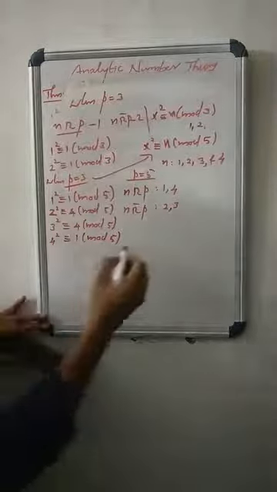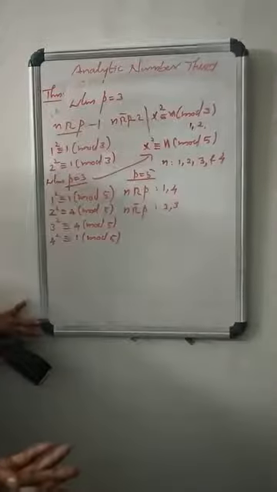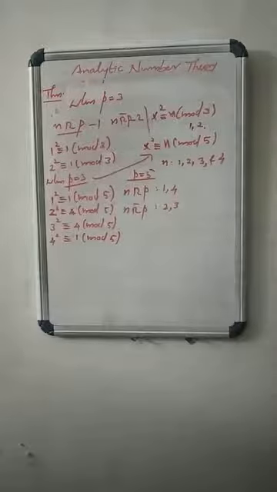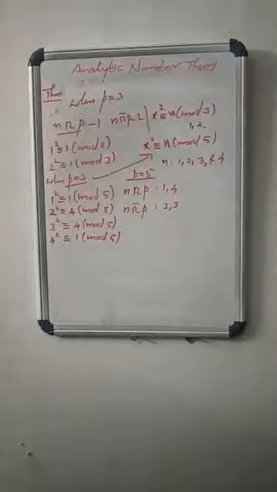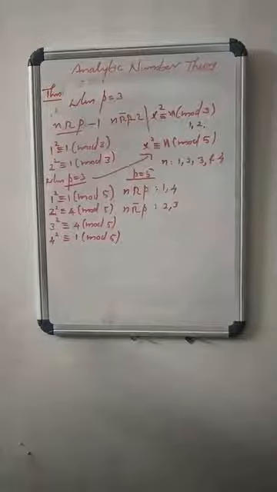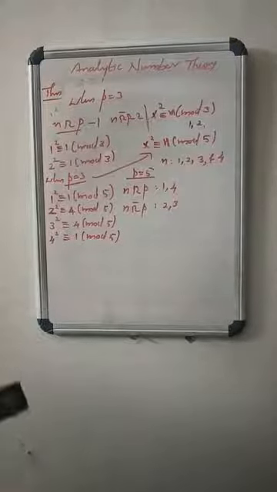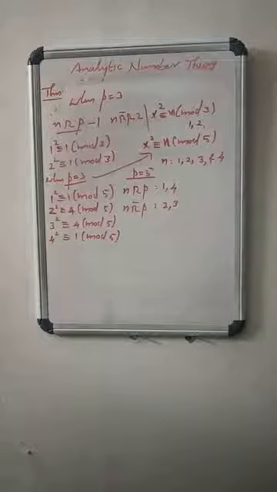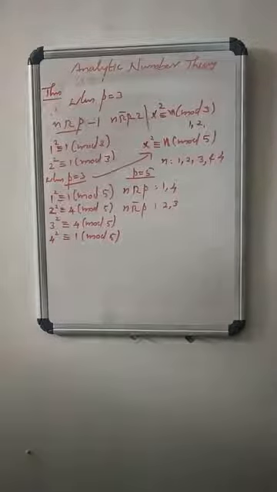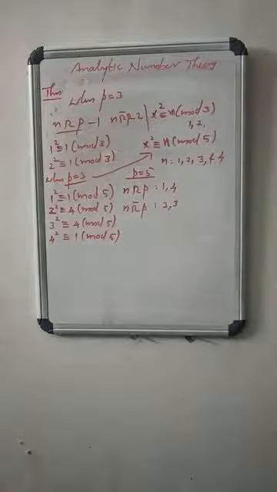When p equals 11, you also see that 1, 3, 4, 5 and 9 are quadratic residues, and the remaining 2, 6, 7, 8 and 10 are quadratic non-residues mod 11. Agreed? So this is the method to find the quadratic residues and quadratic non-residues mod p.